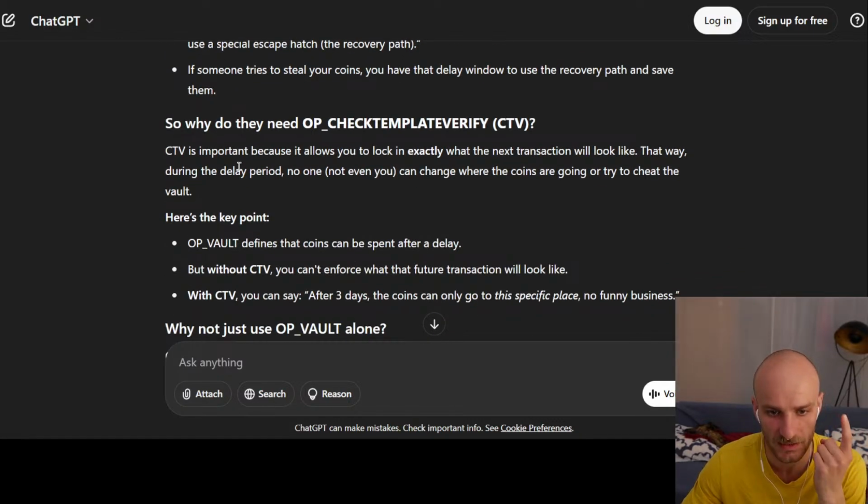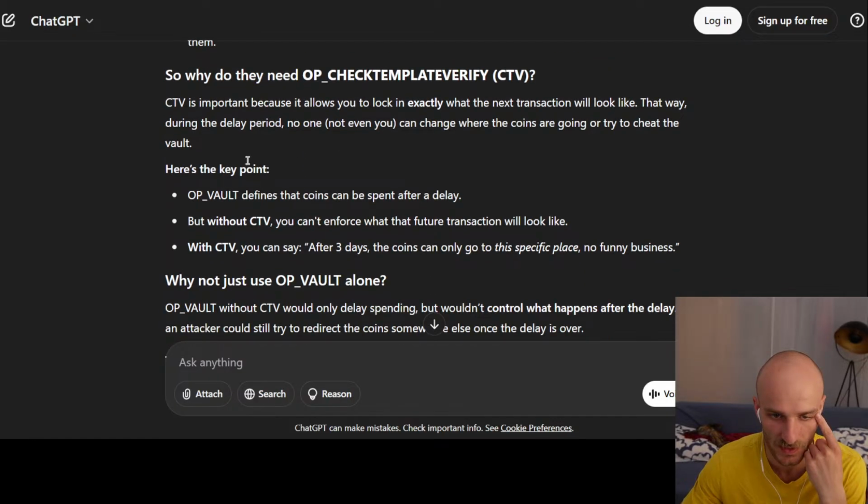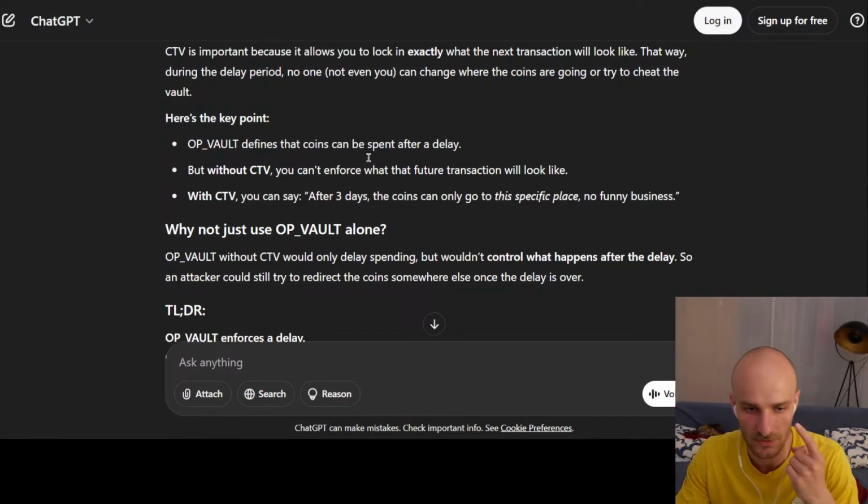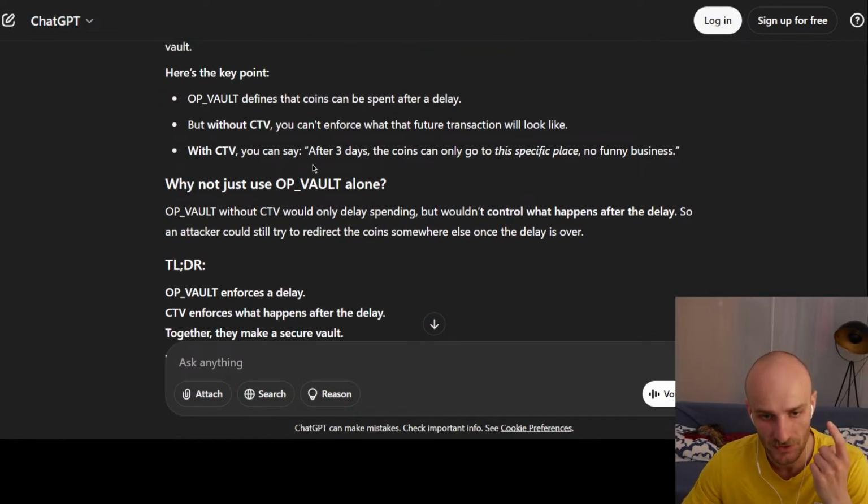So why do they need CheckTemplateVerify? CTV is important because it allows you to lock in exactly what the next transaction will look like. That way, during the delay period, no one, not even you, can change where the coins are going or try to cheat the vault. Here's the key point. OP-Vault defines that the coin can be spent after a delay, but without CTV, you can't enforce what the future transaction will look like. So with CTV, you can say after 3 days, the coin can only go to this specific place, no funny business.